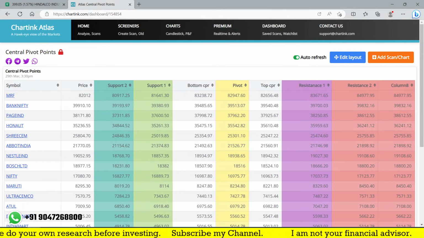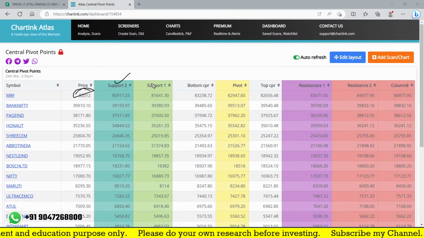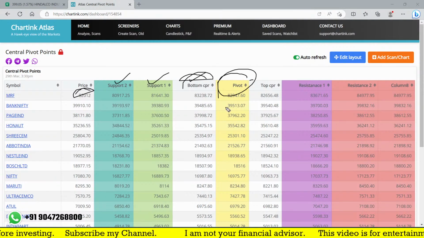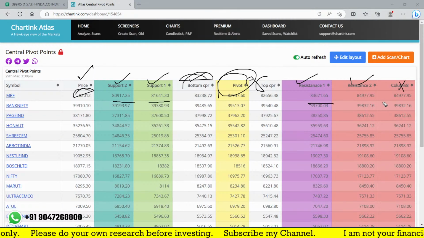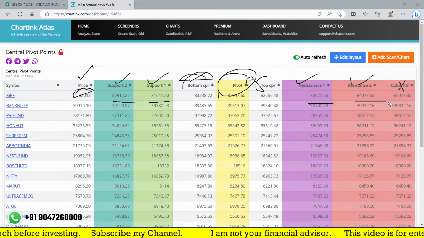Previously I created this dashboard for my reference. By using this dashboard you can get the current price, support 1, support 2, bottom CPR, top CPR, pivot, R1, R2. So this is a testing column, and here is the price, support 2, support 1, resistance 1 and resistance 2. Simple. You can get it from here, R1, which is the previous high and low near candle.